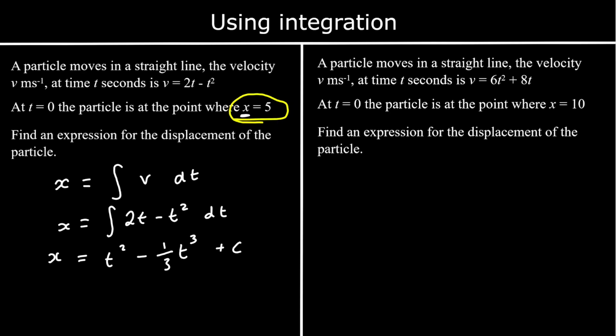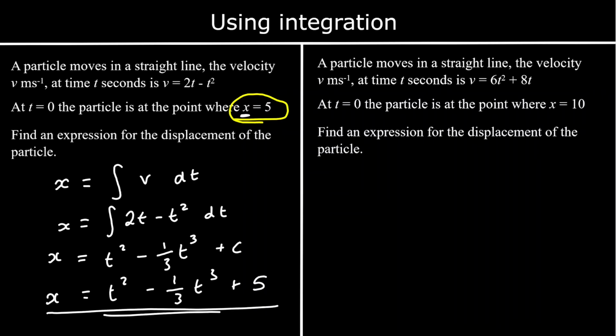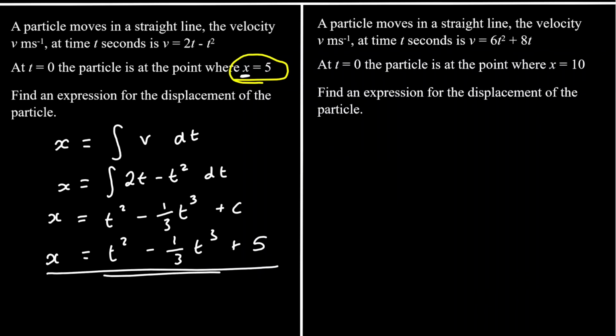So when t is 0, the displacement is 5. So when t is 0, x is equal to c, because we've got 0 squared, which is 0, minus 1/3 of 0 cubed, which is 0. So x equals c, and x is 5, so c is 5. So x is t squared minus 1/3 of t cubed plus 5. So that is our displacement.